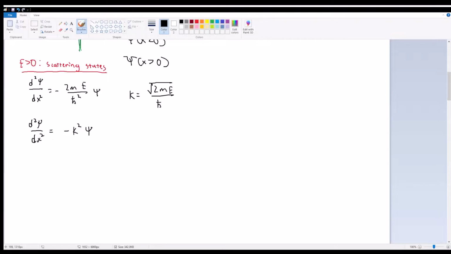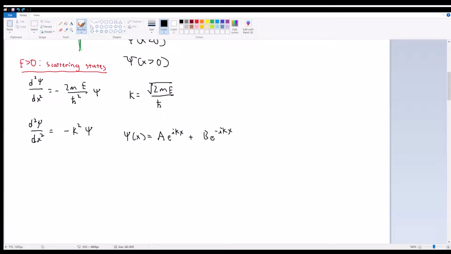In this case, we've already encountered this form of differential equation back in the free particle solutions. So we know the general wave function solution for this is going to be psi of x equals A e to the ikx plus B e to the negative ikx. Remember that we're using complex exponentials here because we're dealing with scattering states, whereas if we were dealing with bound states, this function would instead be represented as a sinusoid, sine x plus cosine x, etc.